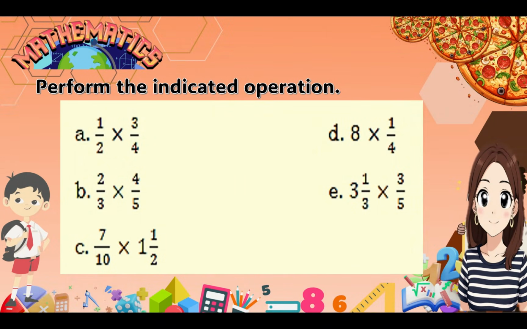Now let's perform the indicated operation. Letter A, 1 over 2 times 3/4 equals, unknown yet. Letter B, 2/3 times 4/5. Letter C, 7 over 10 times 1 3/4. Letter D, 8 times 3/4. Letter E, 3 1/3 times 3/5.